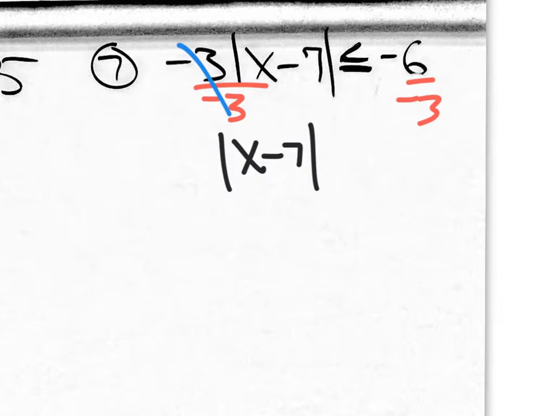Anytime you divide by a negative on an inequality, you have to flip that inequality symbol. You have to. It's just the way it works. Whenever you divide by a negative, you have to flip the inequality symbol. So up here it was a less than, now it's a greater than. And over here, -6 divided by -3, that is +2.